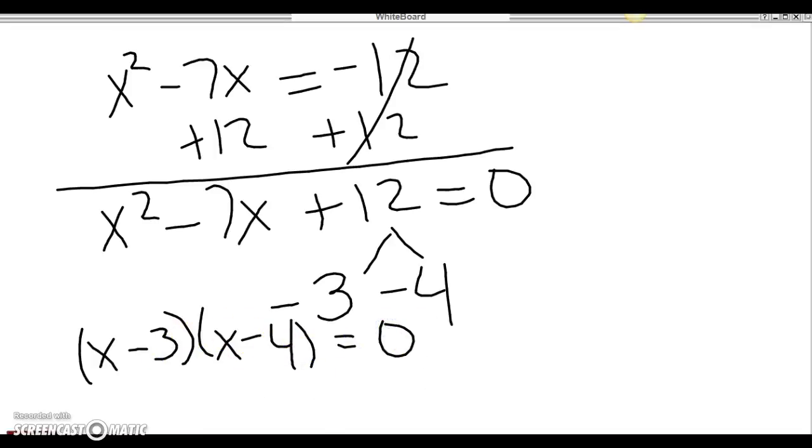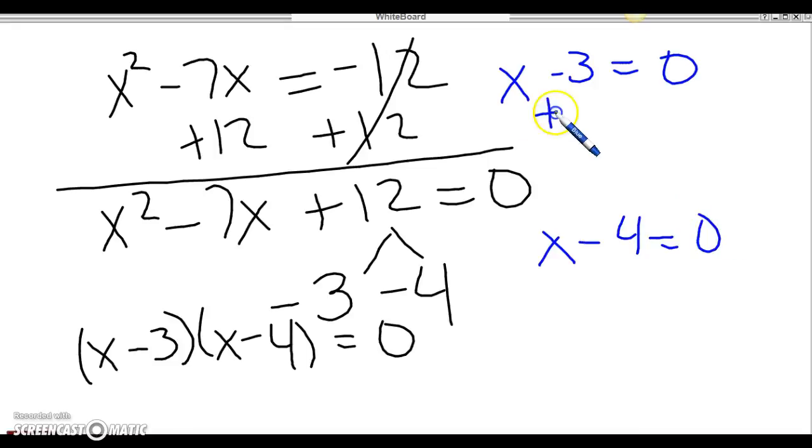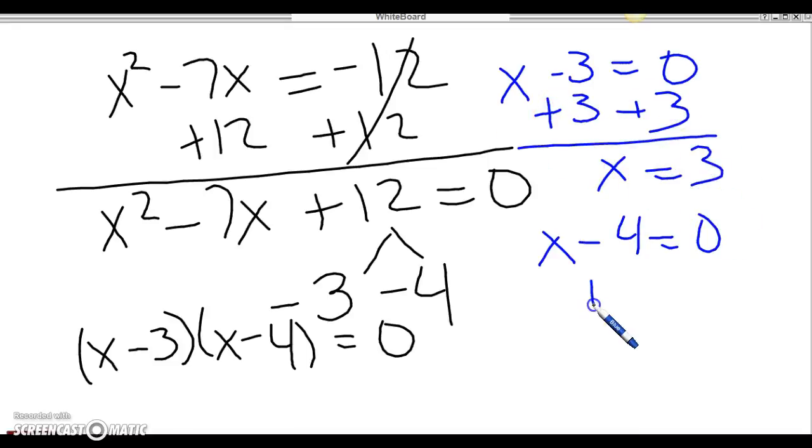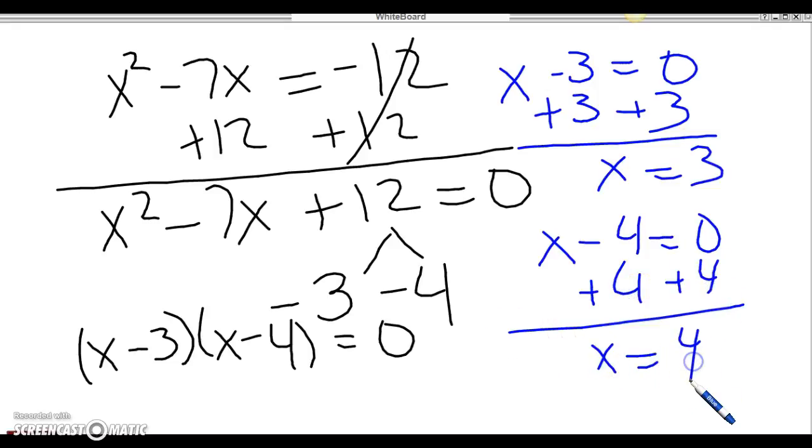So I can apply the zero product property. I have x minus 3 equals 0 and x minus 4 equal to 0. So I can add 3 to both sides here, and I get x equals 3. And here I can add 4 to both sides, and I get x equals 4. So my quadratic will cross the x-axis at x equals 3 and x equals 4. I hope this helps.